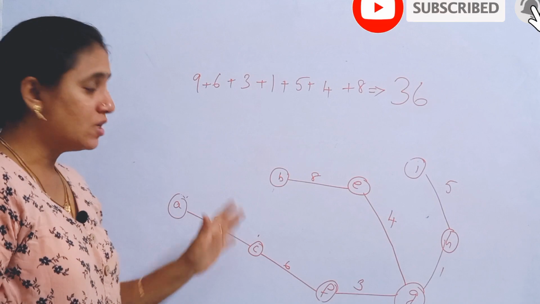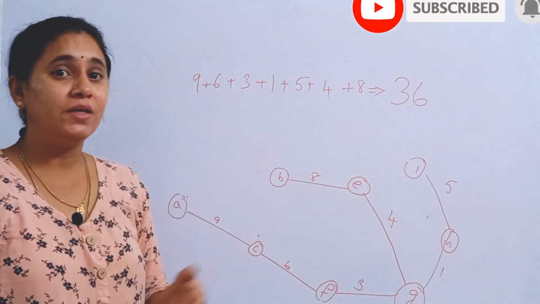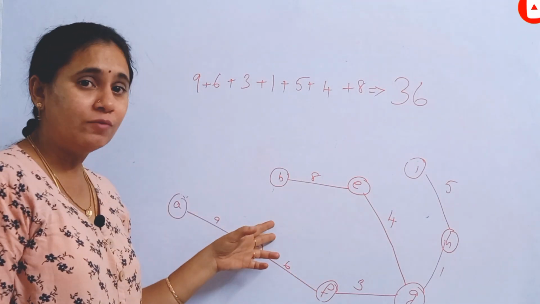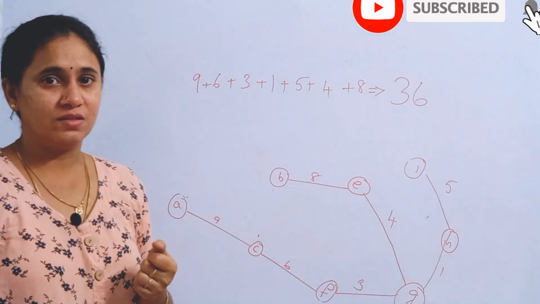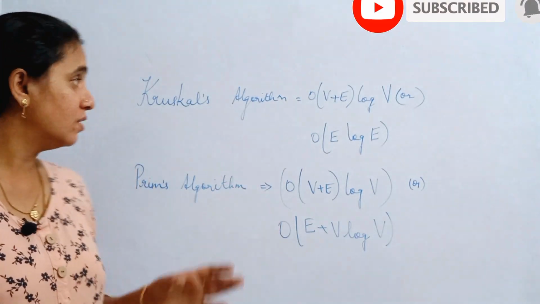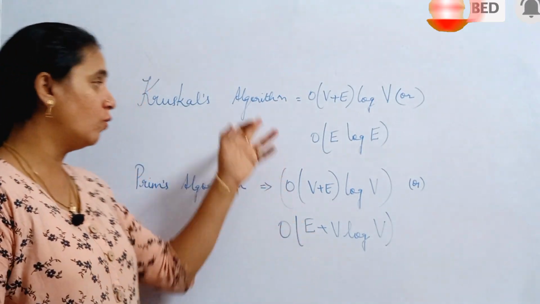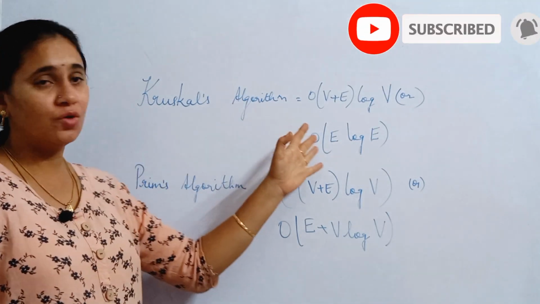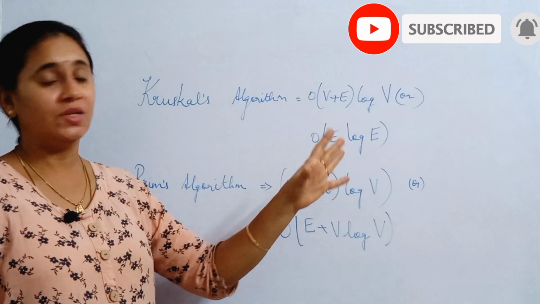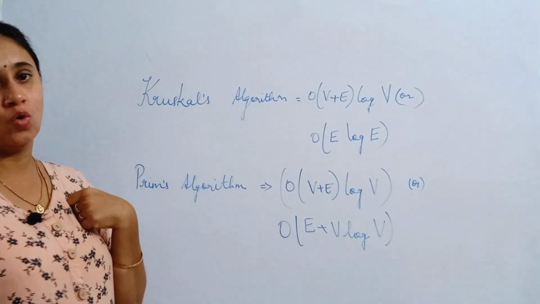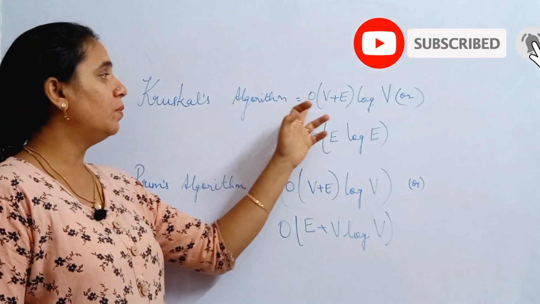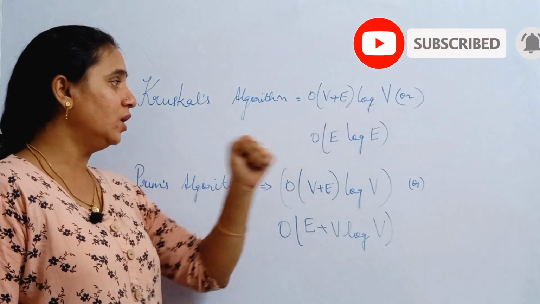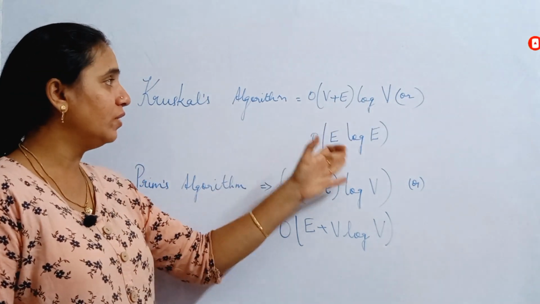Now if you use the same technique for implementing Kruskal algorithm for this graph, you will get the same answer, right? So friends, this is the time complexity of both the algorithms. So please make a note of it. So this is your average time complexity, that is the time complexity of Kruskal algorithm. Okay. So O of V plus E log V, or you can say O of E log E.